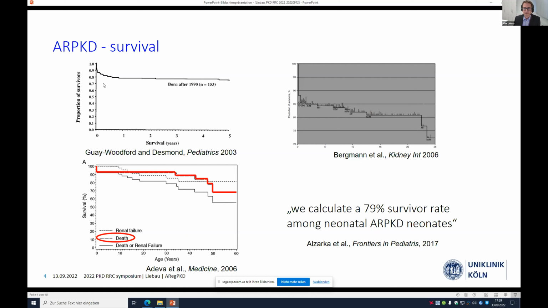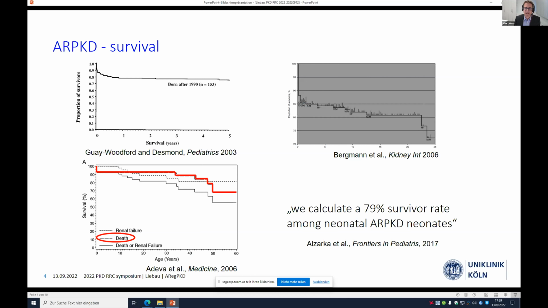So Lisa Gay-Woodford, for example, described the clinical experiences in the US, and what is just shown here is a summary of the patient survival in this cohort. And as you can see, there's this steep decline in the first year of life, some very severely affected neonates that pass away. Same was found in the Mayo cohort described here, and also in the European cohort that was described by Carsten Bergman and others.